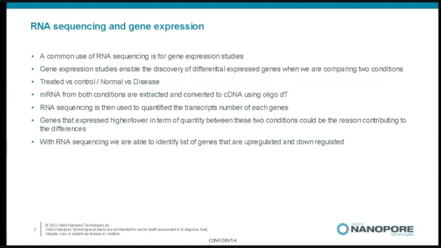RNA sequencing is then performed to quantify the transcript number of all the genes in the sample. Then we use bioinformatic analysis to detect genes that are higher or lower in terms of quantity between these two conditions. And these genes could be the reason contributing to the differences of the samples. So with RNA sequencing, we are able to identify lists of genes that are upregulated and downregulated.